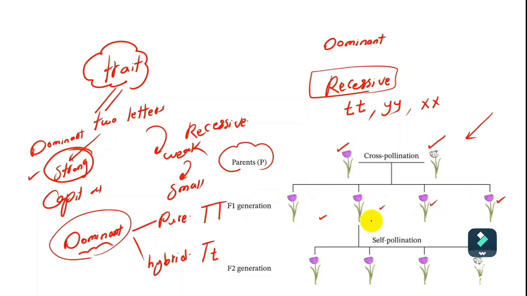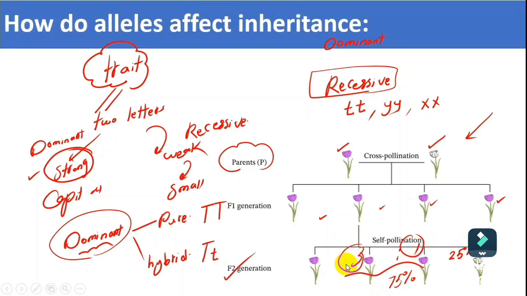If we make self-pollination or self-mating for the offspring resulting from the first generation, you will find that in the second generation it will be 3/4 violet or purple and only one fourth will be white. This means that by percent, it will be 75% violet and only 25% recessive, or 3 to 1. 3 dominant to 1 recessive.